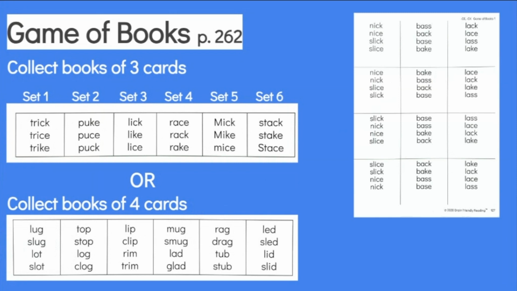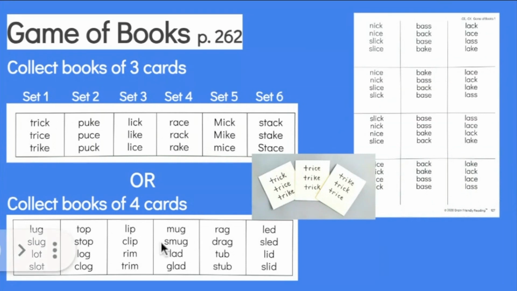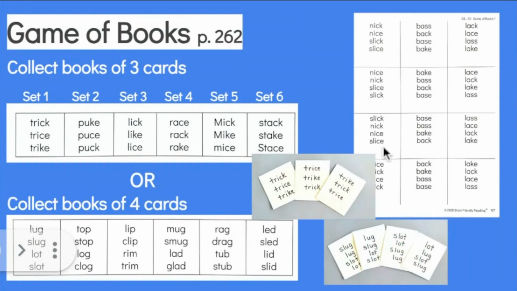Or you can have 4 words on a card and collect a book of 4 cards, like in this example with lug, slug, lot, and slot. So here we have 6 sets of cards with 3 words on a card. You will need 2 more copies of each set to make a book of 3. And here we have 6 sets of cards with 4 words on each card. Here you will need 3 more copies of each set to make a book of 4.